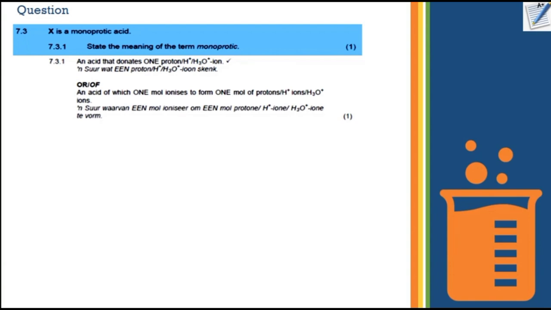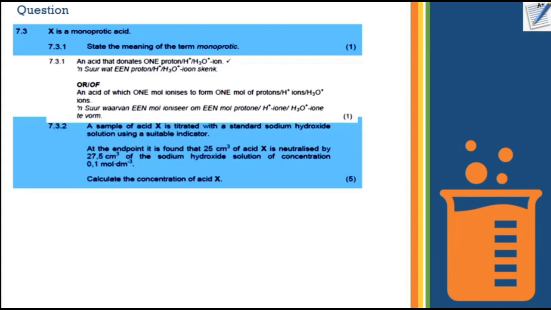Diprotic, two ions. Triprotic, three ions. So an example of a monoprotic acid is hydrochloric acid, HCl. There's only one hydrogen there. An example of a diprotic acid, as you know, is sulfuric acid, H2SO4. And an example of a triprotic acid is phosphoric acid, H3PO4. All right? So there we have that all cleared up for us.